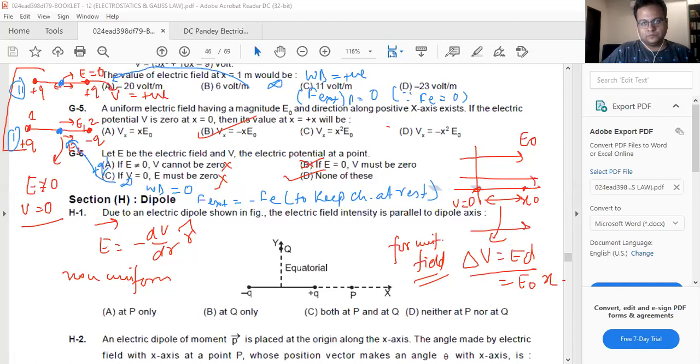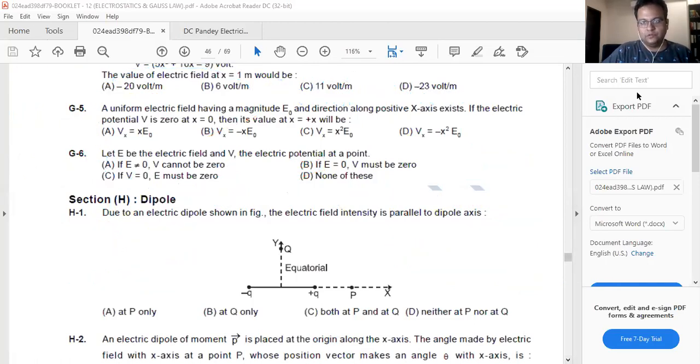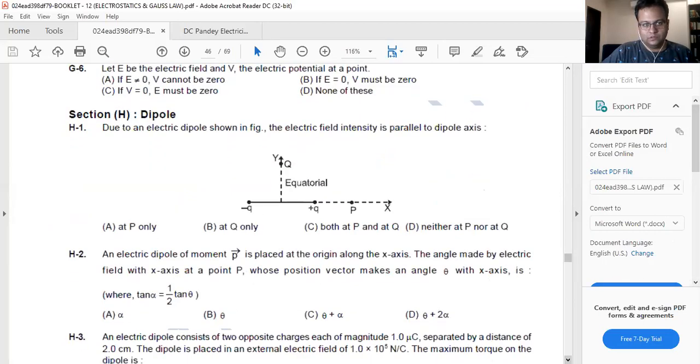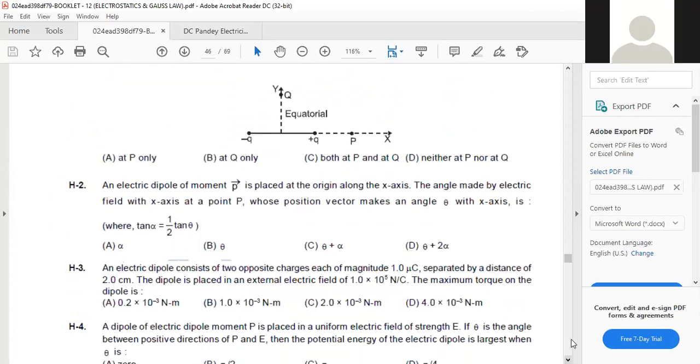Next, section H. Any doubts? Yes or no? H1.